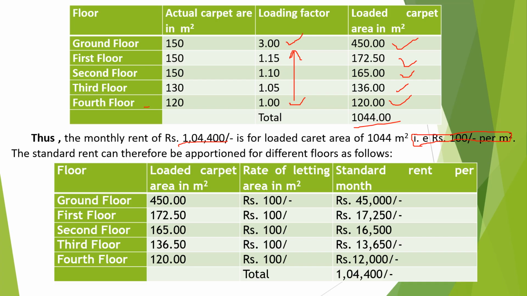For the ground floor, it is 450 loaded carpet area. Rate of letting area is 100. So rent for the ground floor is 45,000. Similarly, for the first floor, 172.5 multiplied by 100, it is 17,250. For the second floor, 165 into 100, 16,500. For the third floor, 136.5 into 100, 13,650. For the fourth floor, it is 120 into 100, it is 12,000. So total comes out to be 1,04,400.